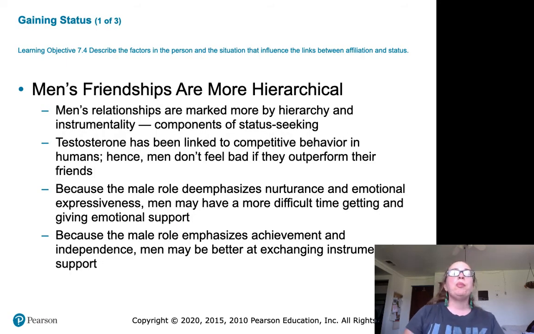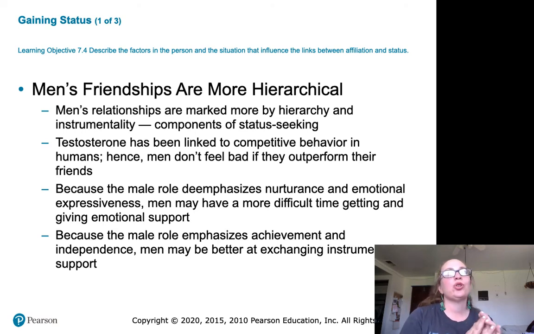All right, let's talk about male friendship versus female friendship. Women are more egalitarian in their friendships. We want to be on the same level, whereas men are much more hierarchical. And men are often criticized for this. I don't really know why. It's just different. It's not a bad thing. A lot of men think that women's egalitarian type of behavior is a bad thing. Why wouldn't there be a hierarchy?